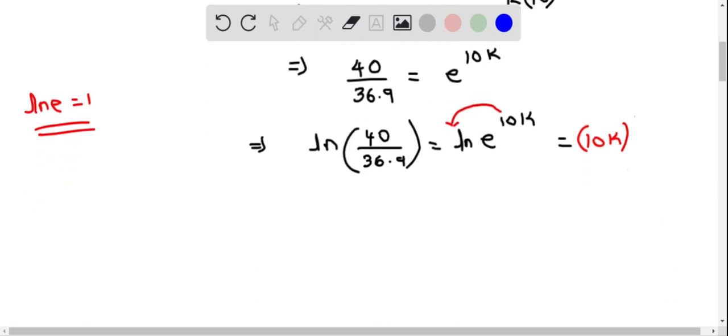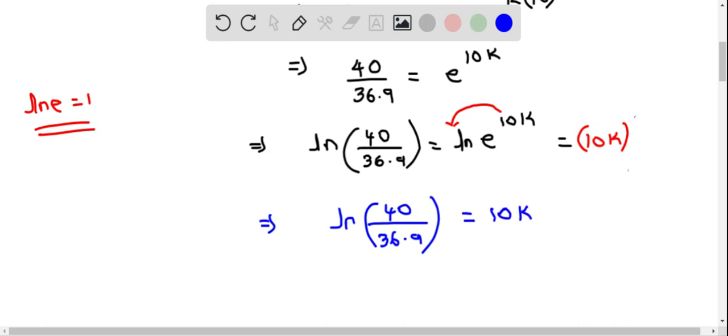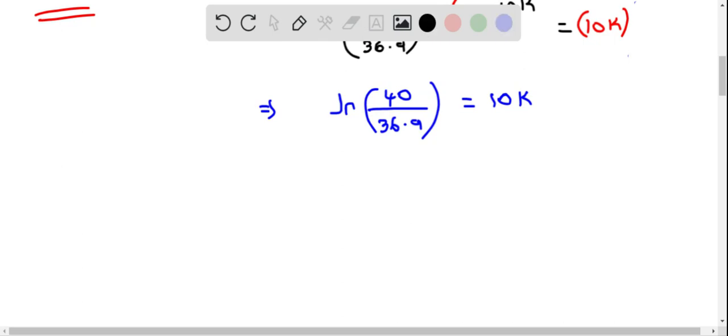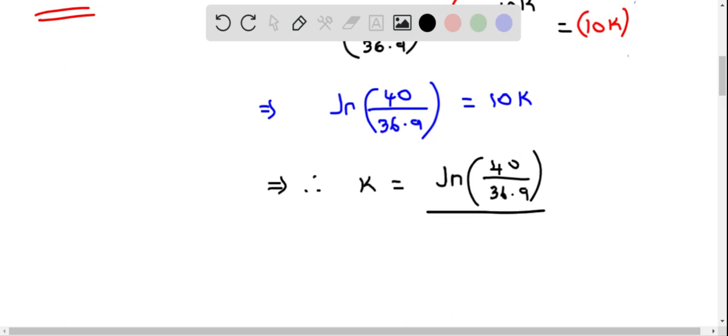This is the equation we have as of now: the natural logarithm of 40 over 36.9 equals 10k. To solve for k, we have to divide both sides by 10. Therefore, k equals the natural logarithm of 40 over 36.9, divided by 10. We plug this into the calculator, and we approximately get the value of k equal to 0.00807, when rounded to 5 decimal places. So this is the value of k for the model P of t for the country Spain.